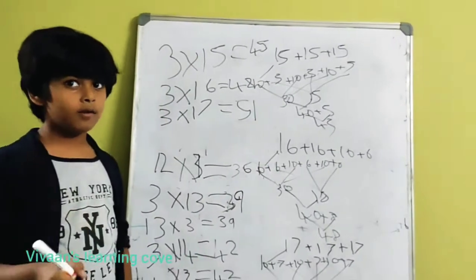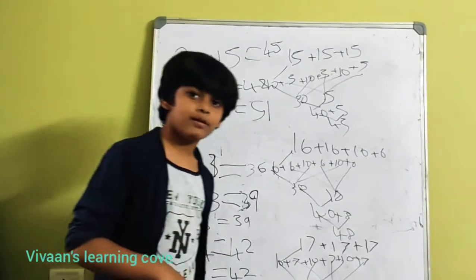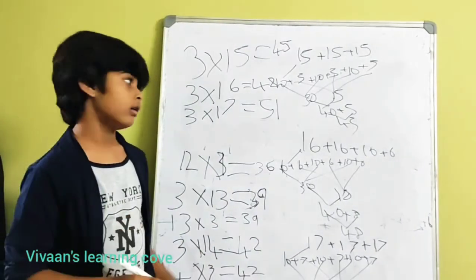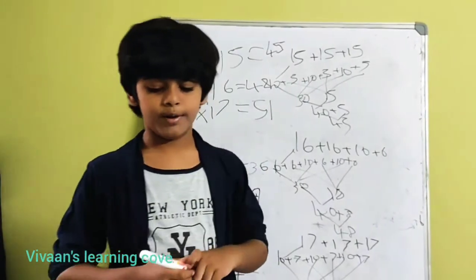See, 17 times 3 also equal to 51. 3 times 17 and 17 times 3 both equal to the same answer. Now, I'm going to split it up.